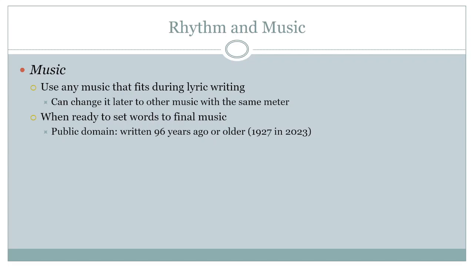The nice thing is about older songs written 96 years ago or older, so in 2023, that would be songs written in 1927 or before, you can use that music freely. It's open for anyone to use. There's no royalties to pay. There's no permissions to seek. You can just use that music.